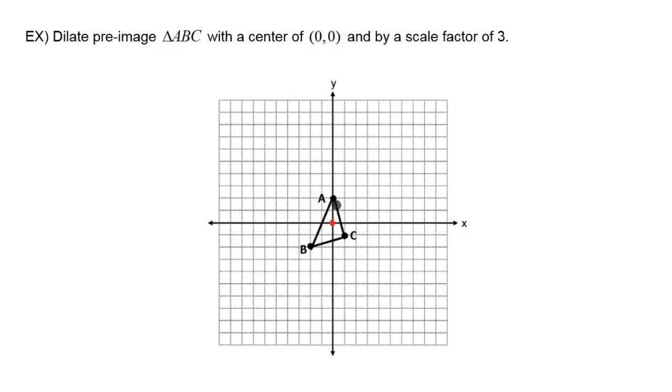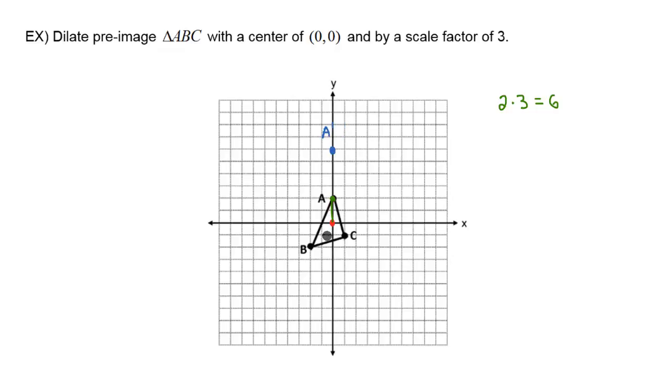And the first point that I'm going to dilate is point A, and as you can see, point A is 2 units from our center, and that's going to be going straight up. So we take that distance, which is, like I just said, 2, and we multiply it by our scale factor, which is 3. 2 times 3 is 6. So our A prime is going to be 6 above our center, okay?